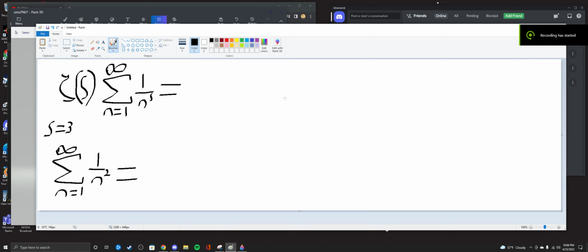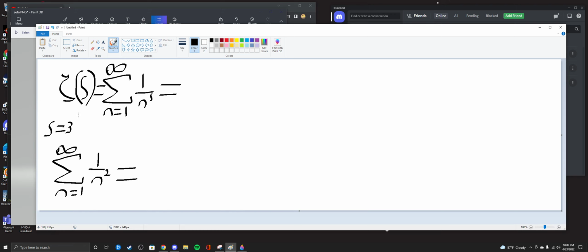Hey everyone, today I wanted to do a part one for hopefully a two-part series on the Riemann zeta function when s equals 3. So I have it written out here. We have zeta of s equals the sum as n goes from 1 to infinity of 1 over n to the s, and s equals 3 in this case. So it's the sum of 1 over n cubed as n goes from 1 to infinity.